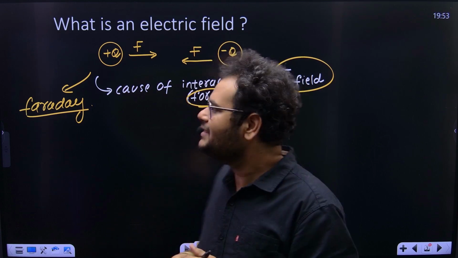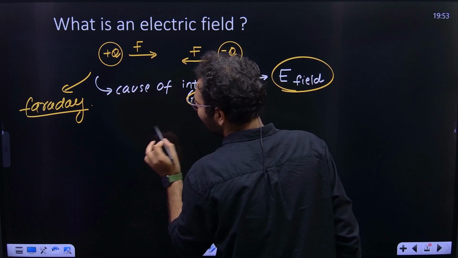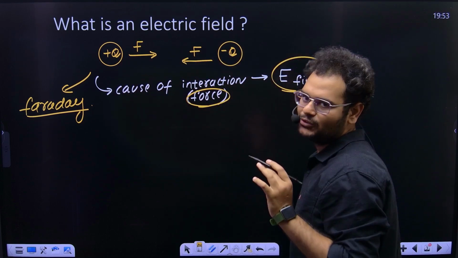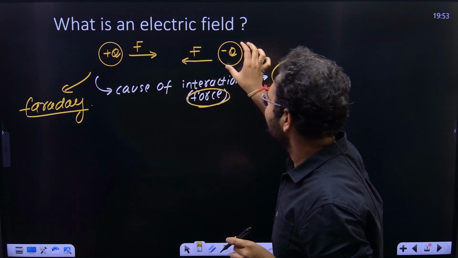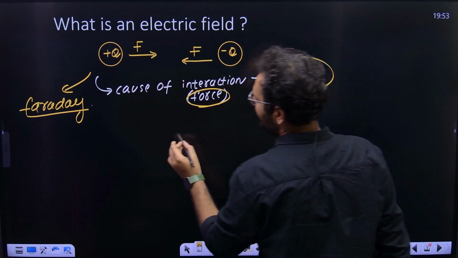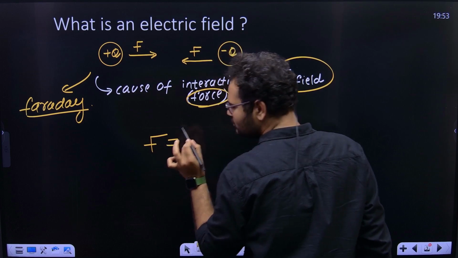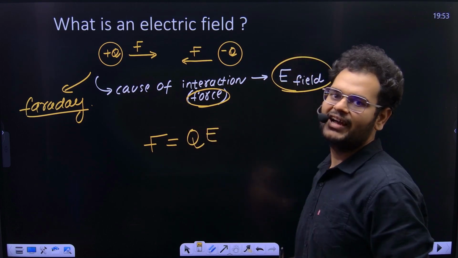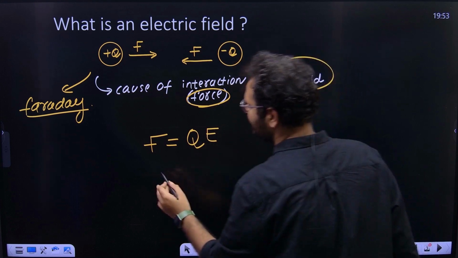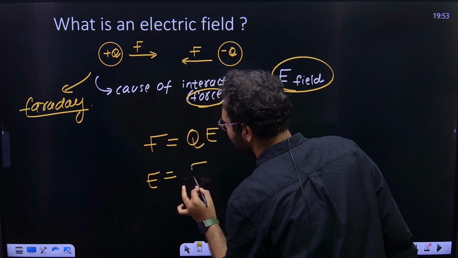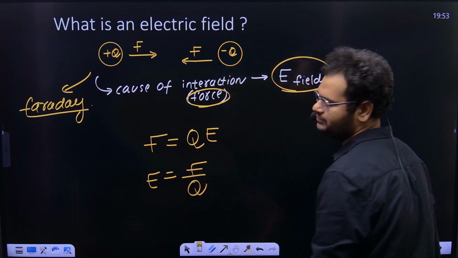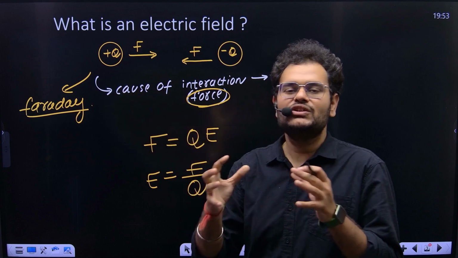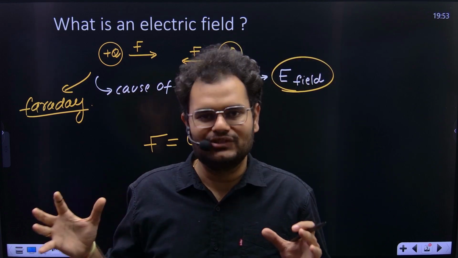So what Faraday is saying is that whenever a charge, suppose this charge plus q, is attracted by minus q, actually plus q is getting into the aura of minus q, and it is experiencing a force whose magnitude is given by charge times electric field. Are you getting it? So another definition I can give is that electric field is nothing but force per unit charge. Generally this charge is a test charge, so that the nature or behavior of the charges is not changed.